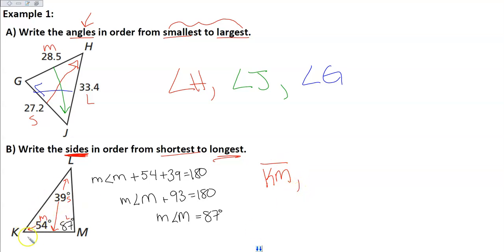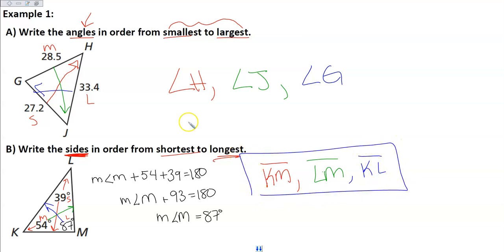Then my next biggest is 54. So I'm going to look here. The side across from the 54 degree angle is LM. And the third angle is 87. That is the largest angle, and it is going to point to KL. So the longest side is KL. All right.